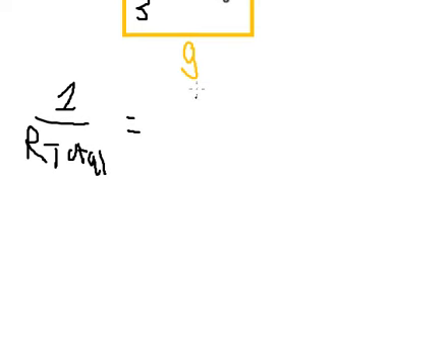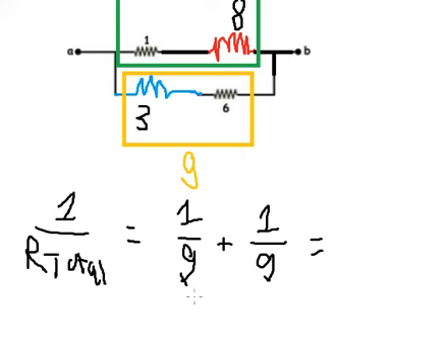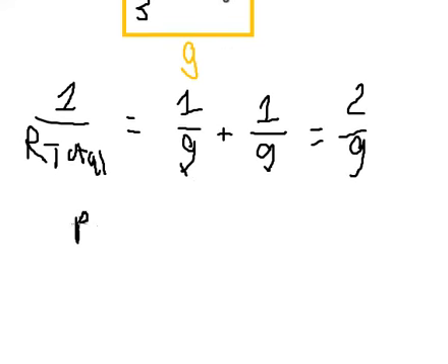This one we have 9 and we have 9. So we have 1 over 9 plus 1 over 9. So we sum two numbers together and we got 2 over 9. And now we can find R total. That should be 9 over 2 ohms. And this is the final answer.